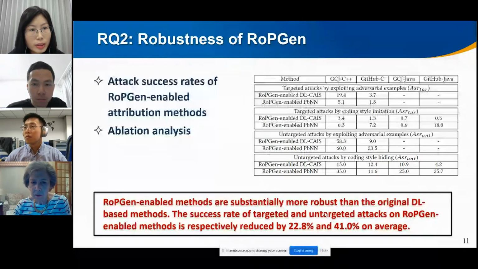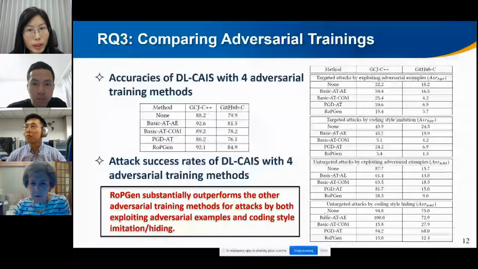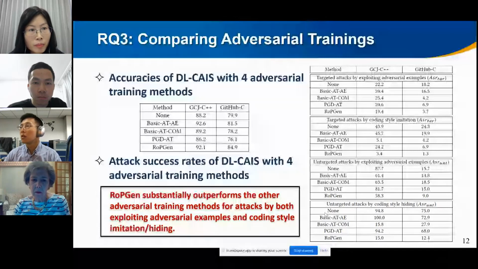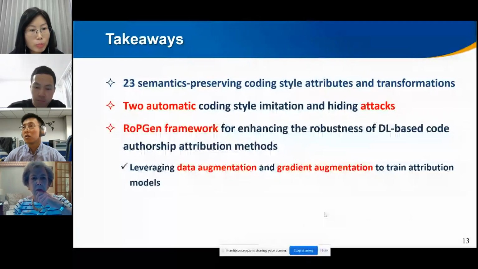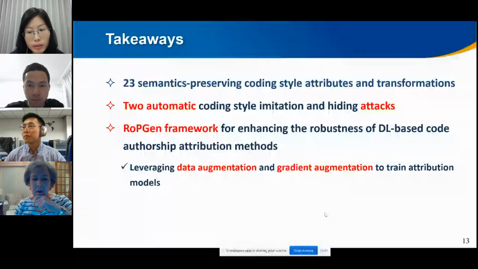The third research question is about comparing adversarial training methods. The result shows that ROPGen substantially outperforms the other adversarial training methods for attacks by both exploiting adversarial examples and coding style imitation and hiding. Here are some takeaways. We systemized 23 semantics preserving coding style attributes and transformations, and we proposed 2 automatic attacks, and we proposed ROPGen framework to enhance the robustness of deep learning models.